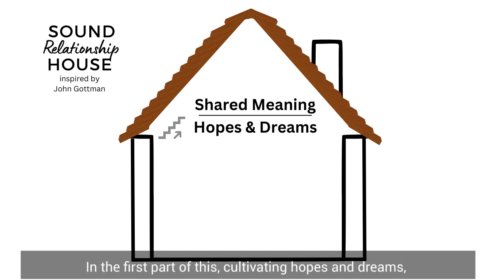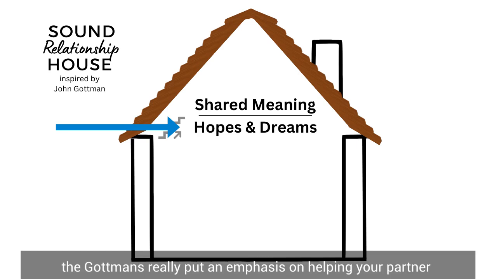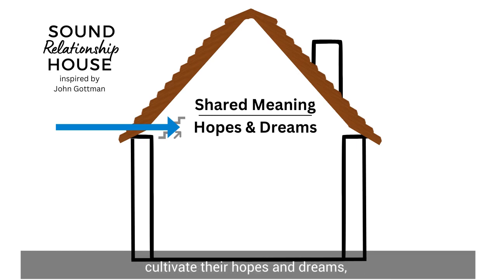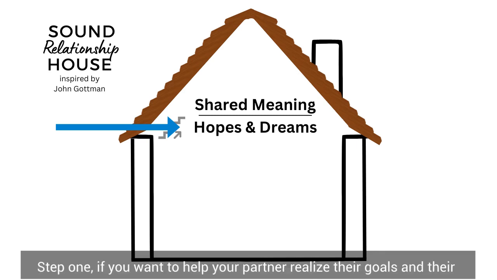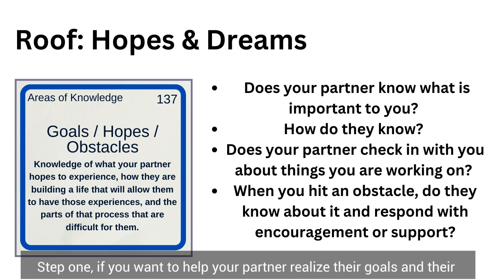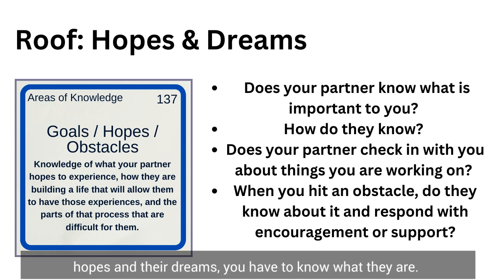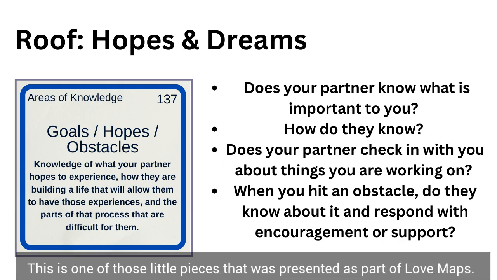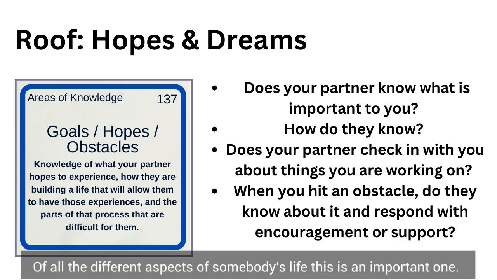In the first part of this, cultivating hopes and dreams, the Gottmans really put an emphasis on helping your partner cultivate their hopes and dreams, but then also cultivating some hopes and dreams together. Step one, if you want to help your partner realize their goals and their hopes and their dreams, you have to know what they are. And this is actually one of those little pieces that was presented as part of love maps of all the different aspects of somebody's life.